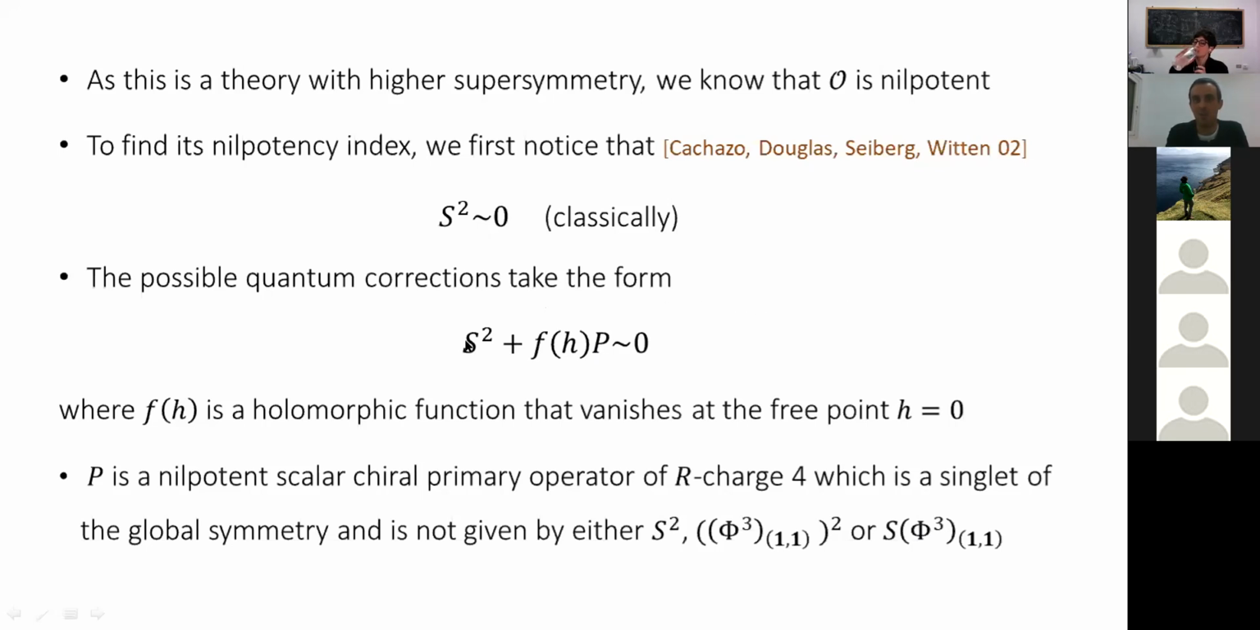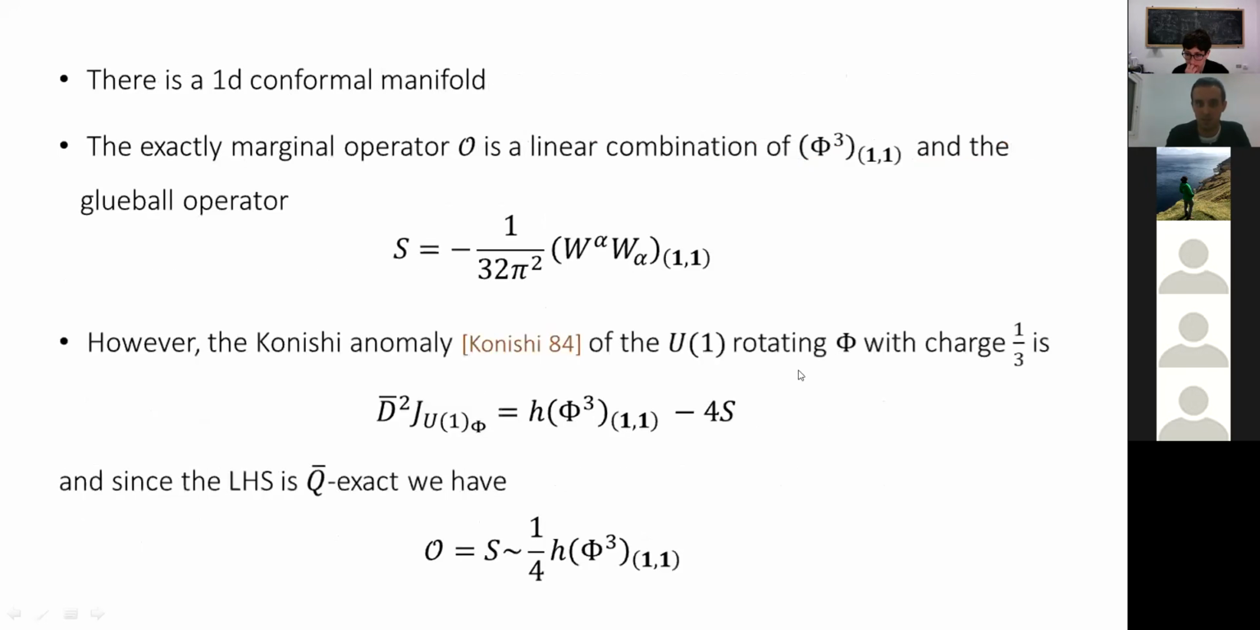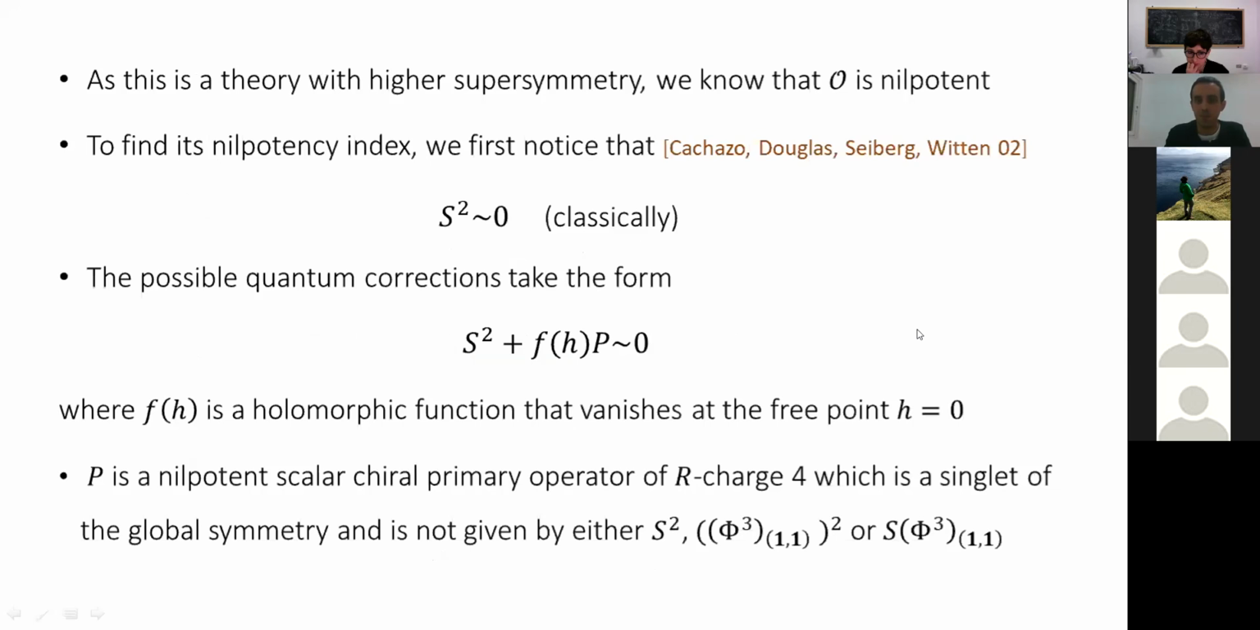We are looking for an operator P that can modify the classical relation in such a way that would result in a different chiral ring relation in the quantum theory. So of course we should not look for these operators which are all the same in the chiral ring, because recall that we have this relation. And so, the question is whether we have such an operator P in the theory.